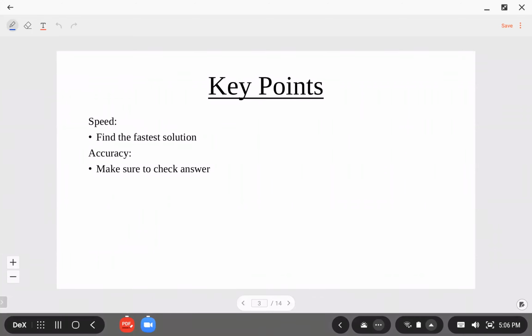So, key points. Speed is very important. Find the fastest solution. But also, don't forget about accuracy. Make sure you check your answer. Okay, it's very important to check your answer. I promise you that one of these questions, if you don't check your answer, you will get it wrong. So please do check your answer. And don't do stupid things like check the whole entire answer. Just check the important parts, the parts that you might get wrong.